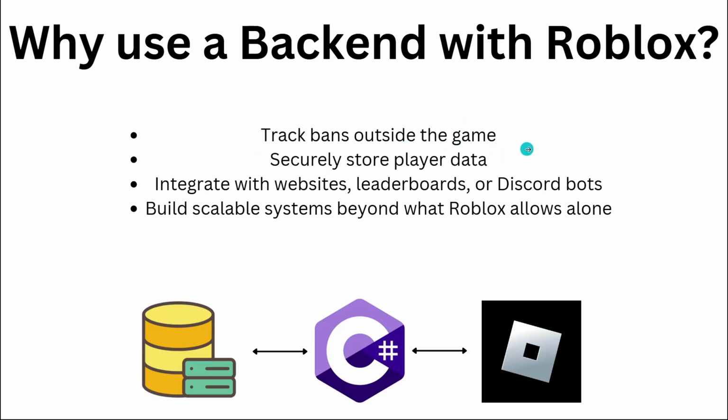Firstly, it tracks bans outside the game, which is really useful in case you want to, I don't know, display them in some way or add bans in other ways, maybe through a website or through a Discord bot. It doesn't really matter, but it really just tracks them outside the game. Then the next thing that we're using a backend for is so we can securely store the player data, because we can store it in our own database, which allows for security, and also it makes it 10 times easier to, as I said, track these bans. I also mentioned it, but you can integrate them with websites, leaderboards, or Discord bots.